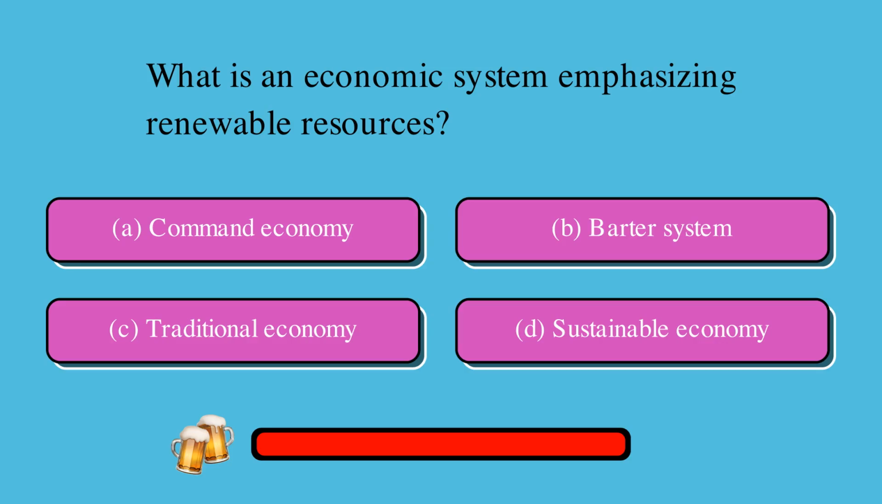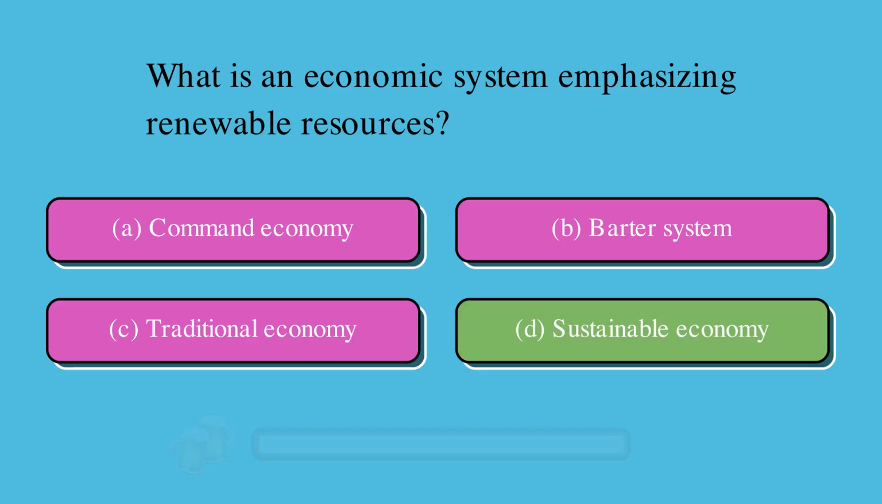What is an economic system emphasizing renewable resources? Is it A, command economy, B, barter system, C, traditional economy, or D, sustainable economy? The correct answer is D, sustainable economy.